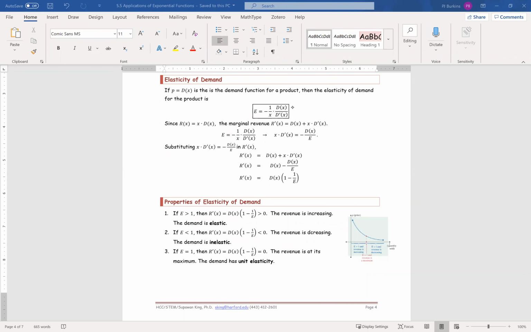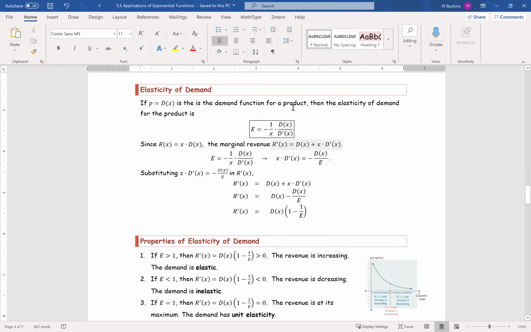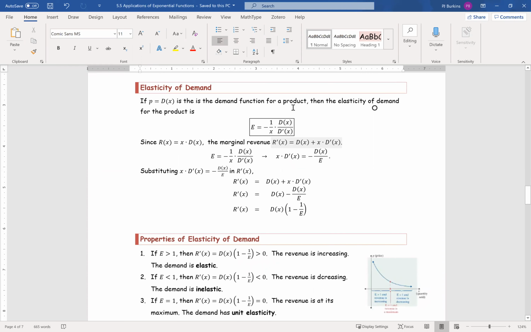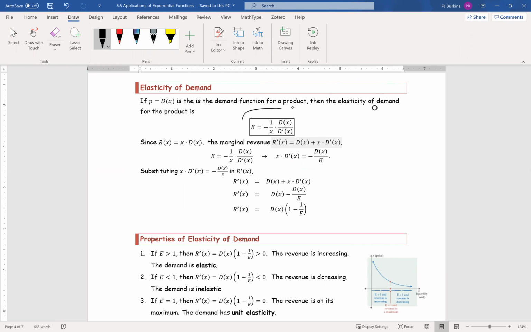So let's go ahead and finish this chapter up. So 5.5. Can everybody see elasticity of demand? Yeah. Okay, thank you. So we've already done plenty of equations and worked with the demand function before. Well, this time we're working with something called elasticity of demand, and that's given by this equation right here.